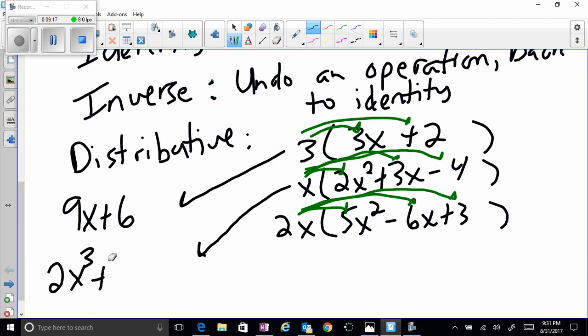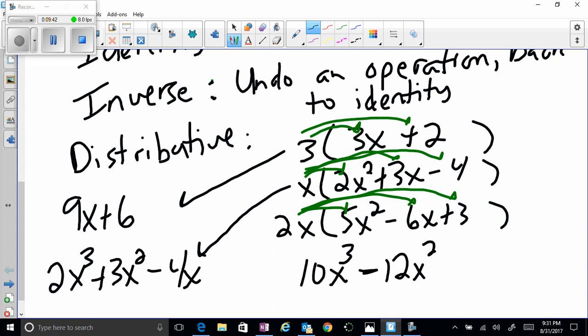Then 3x squared, notice that it's positive. Here, it's not positive, it is negative, because x times -4, or positive times a negative, is a negative. Okay, and then here, last but not least, 2 times 5 is 10, x times x is x squared, is x cubed. All right, here, 2x times a -6x is a -12x squared. And then positive times positive is positive. 2 times 3 is 6, and then you have the x. So it has to be multiplied through everything on the inside in order for you to distribute.